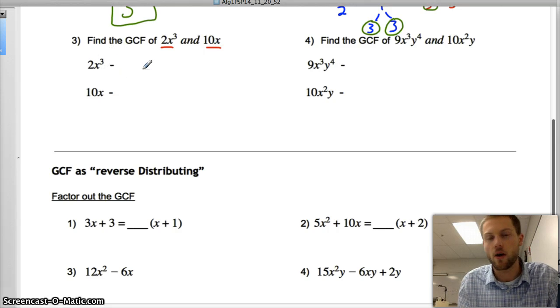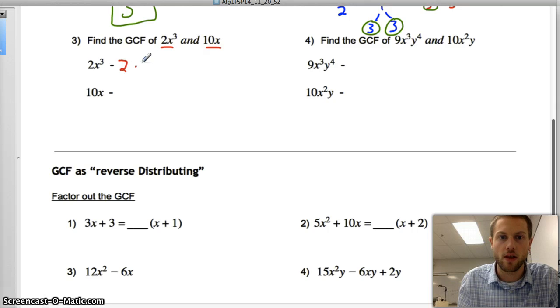What I'm going to do is write out all the factors of 2x cubed first. So I've got 2, and I've got an x, and then I have an x, and then one more x since I have x cubed. That's my 2x cubed, and for my 10x, I've got 2 times 5 times x, and actually, oh, that's it, just one x.